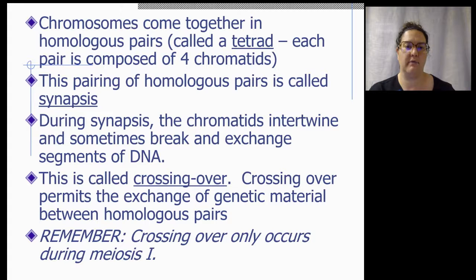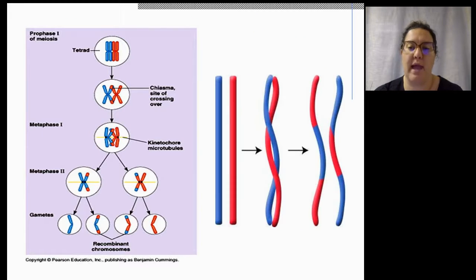This pairing of homologous chromosomes is called synapsis. And the chromatids can intertwine, and they'll sometimes break and exchange segments of DNA. So during meiosis, we have much more exchange and transfer of DNA between the different chromosomes in a process called crossing over. And this allows genetic material to be exchanged between homologous pairs. And this only happens in prophase and metaphase 1 of meiosis.